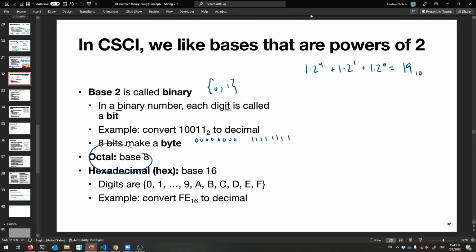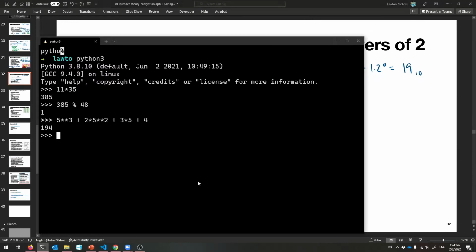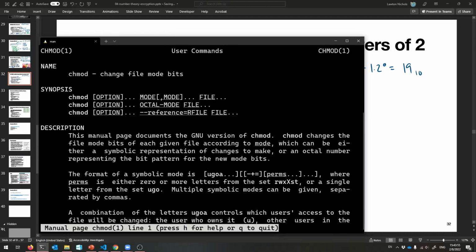All right, now on to octal. So octal is when you have a number in base 8. You get 0, 1, 2, all the way to 7 to work with, right? And you can make base 8 numbers using that. If you have never seen the terminal command chmod before, this is one place in computer science where octal numbers come up. So let's look at the manual page for chmod.